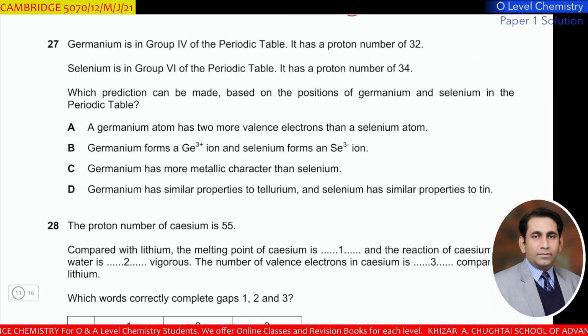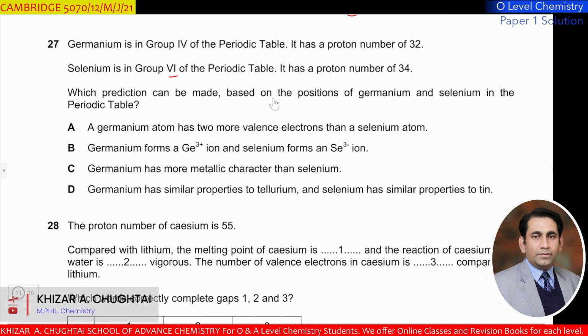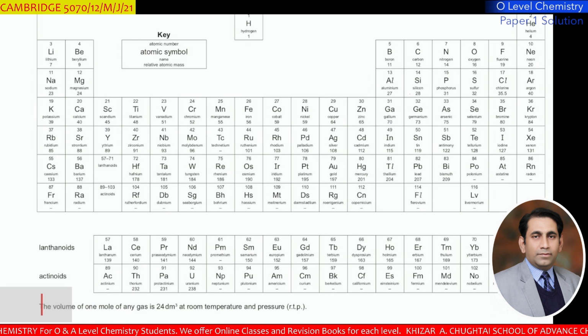Question number 27. Germanium is a member of group 4 of the periodic table. It has a proton number equal to 32. Selenium is in group 6 in the periodic table. It has a proton number of 34. Which prediction can be made based on the position of germanium and selenium in the periodic table? Here is the periodic table, and here is germanium, and here is silicon. It has 4 outermost electrons because it is a member of the 4th group. Selenium has 6 outermost electrons because it is a member of the 6th group.